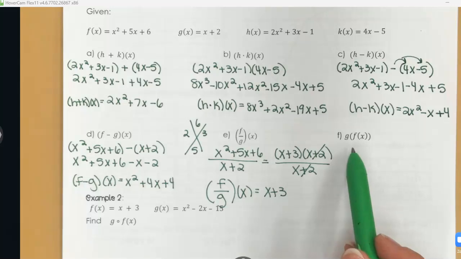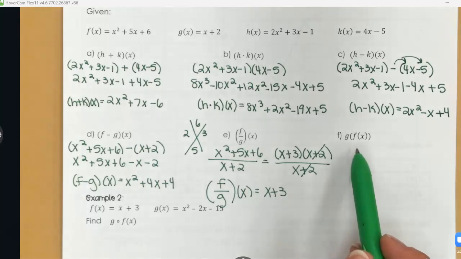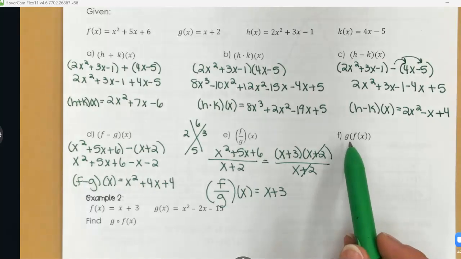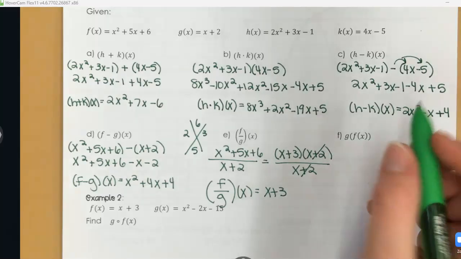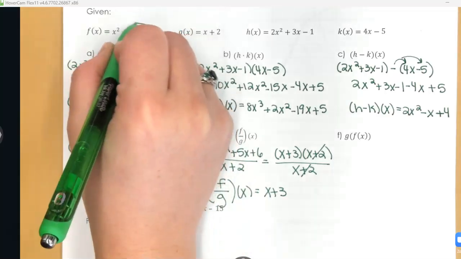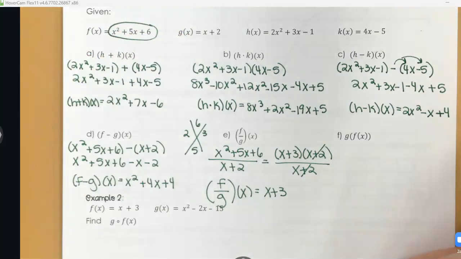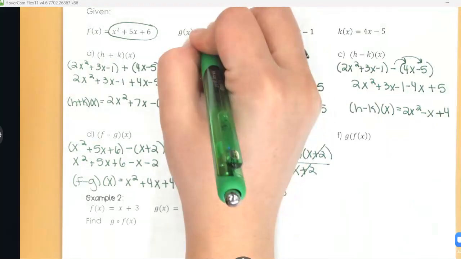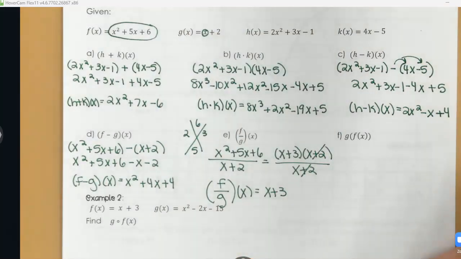Okay, now the very last one, the one that looks brand new, g of f of x. So what this means is I'm going to take my f function, which is this entire thing, and I'm going to substitute it into x into my other function, which in this case is g.